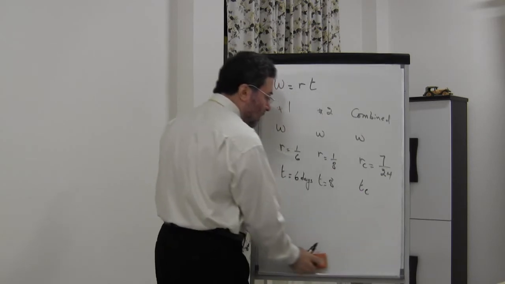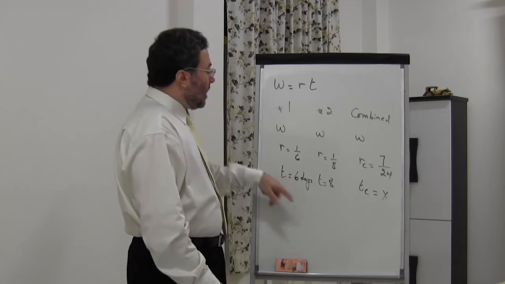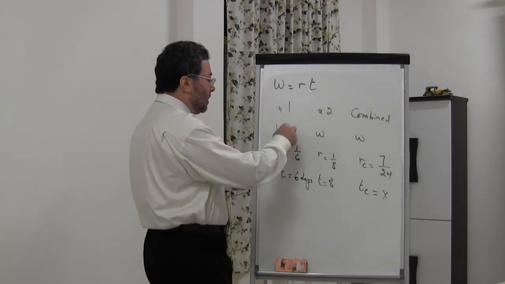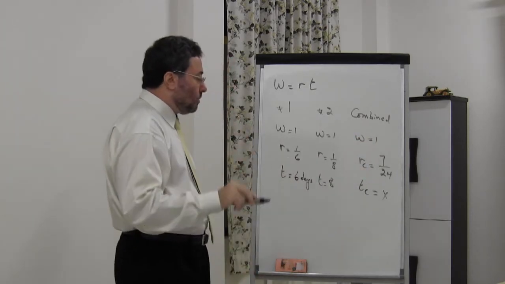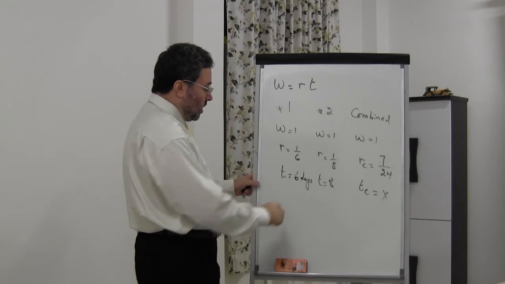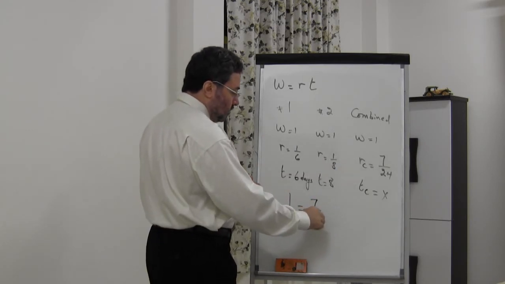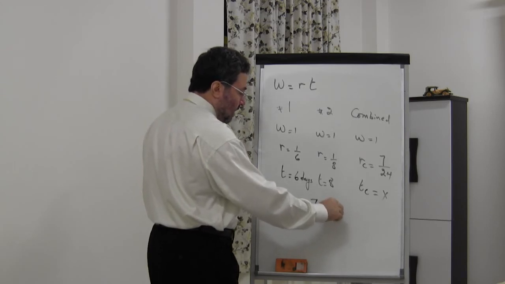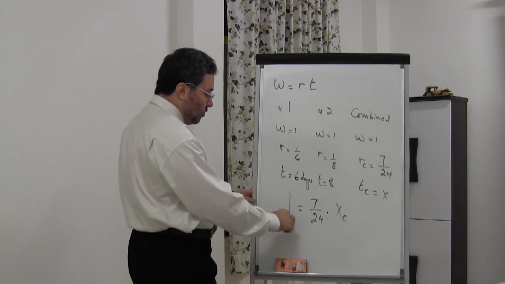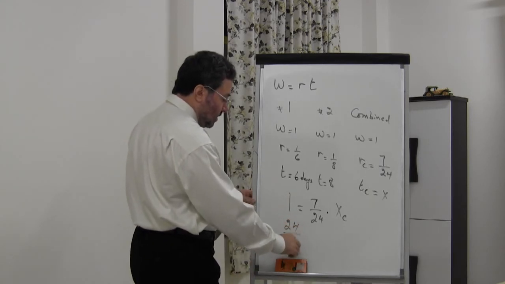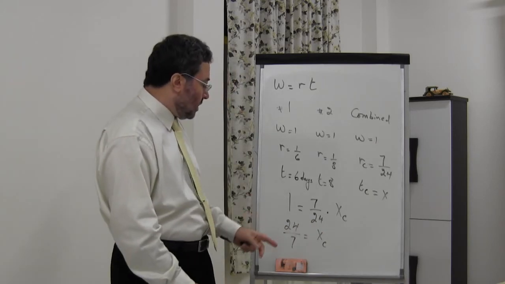Now we would like to get the combined time, and that's x. Applying now the formula, again the work here for all of them is 1. We're doing one job. Applying this formula, 1 is equal to the rate times x, the combined time. And we solve and we get 24 over 7. That's the time it takes them to finish the job together.